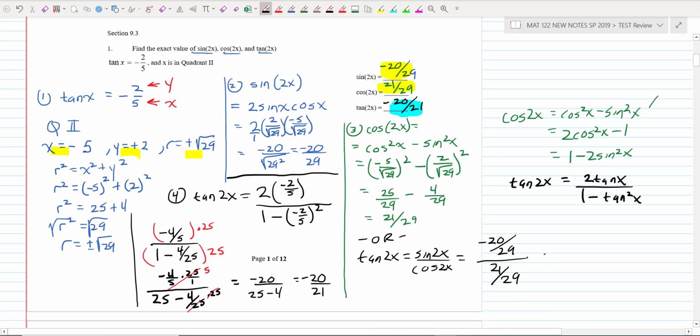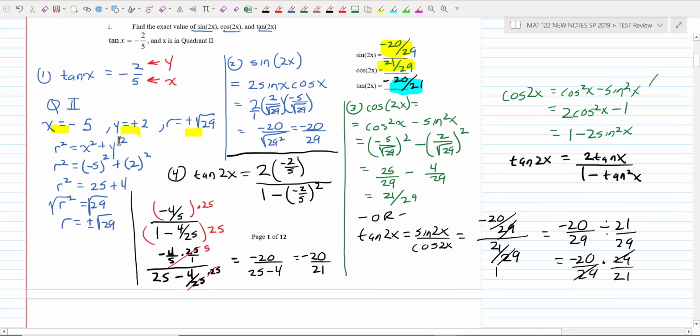So this is really just a division problem. It's negative 20 over 29 divided by 21 over 29. So you just get negative 20 over 29 times the reciprocal, with that canceling, and you got your answer. It's a little bit easier to do the problem that way, but you could actually get the answer either way. So that's primarily an exercise in working out the appropriate identity. You're given enough information to pinpoint and find exactly what x, y, and r are, which we've seen over and over again in this class.